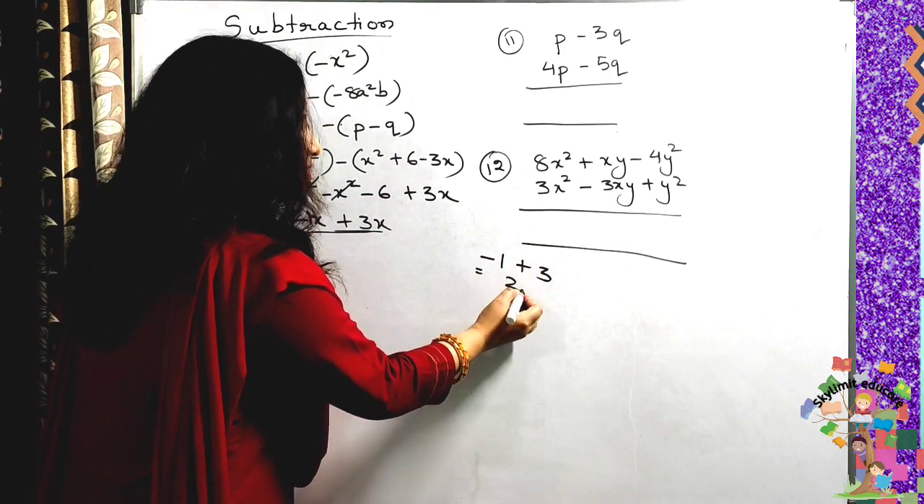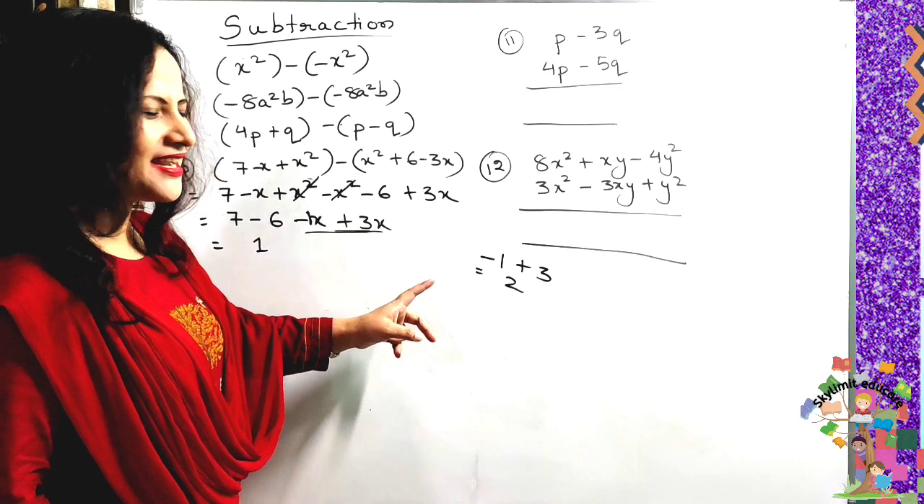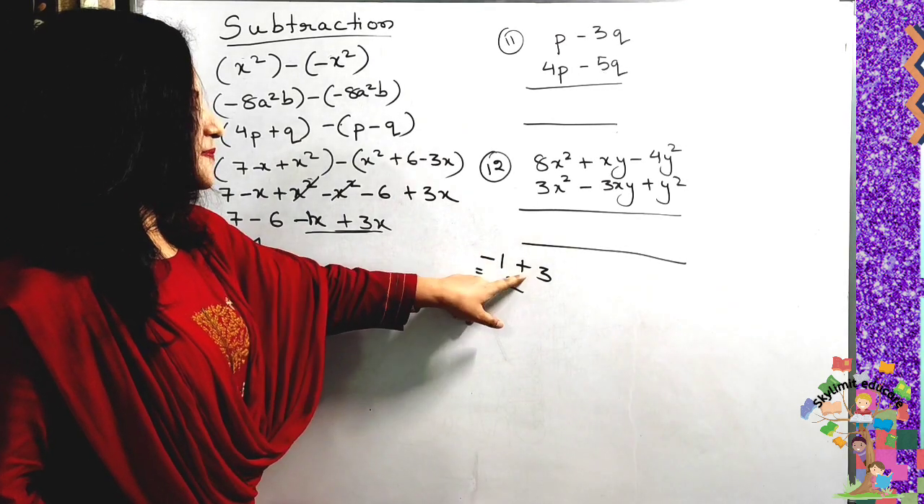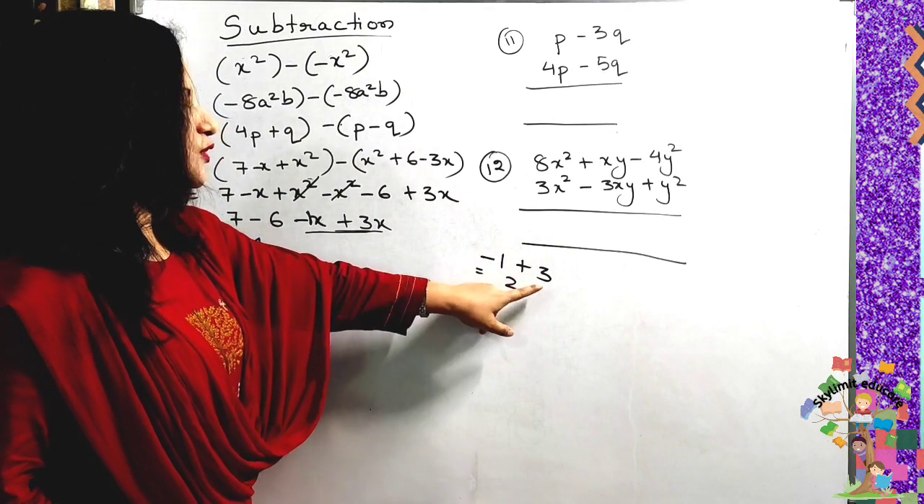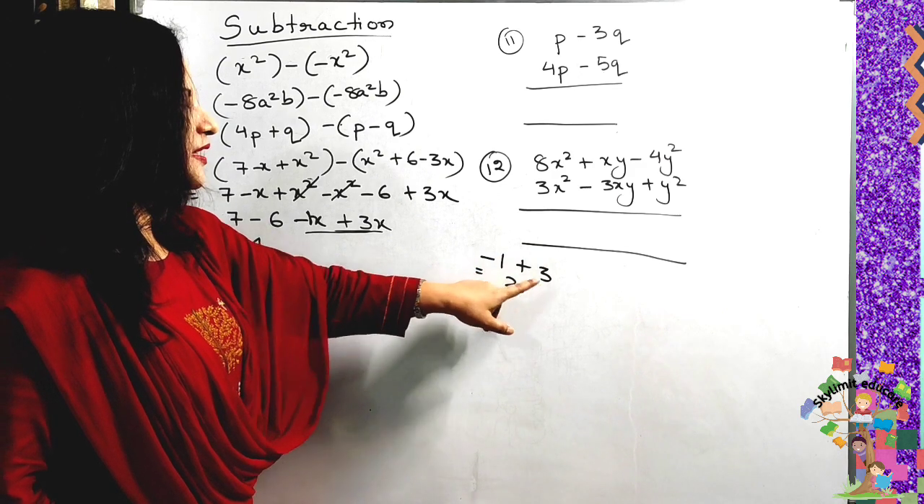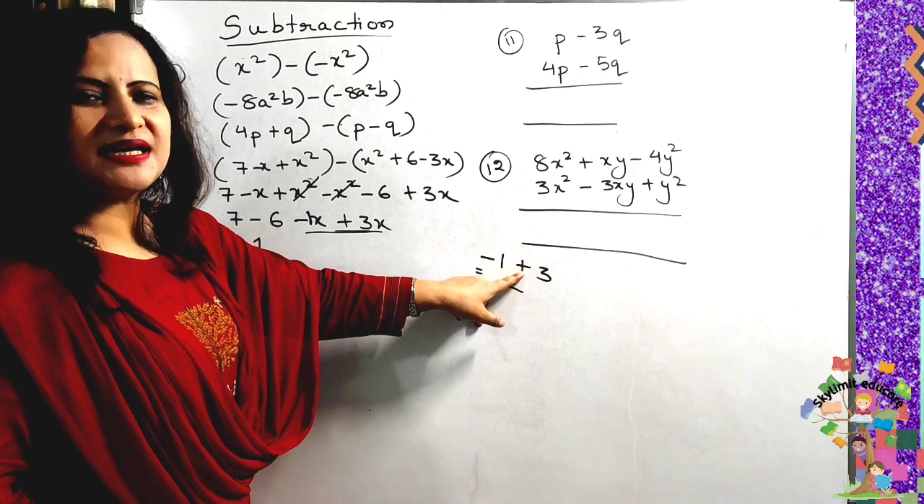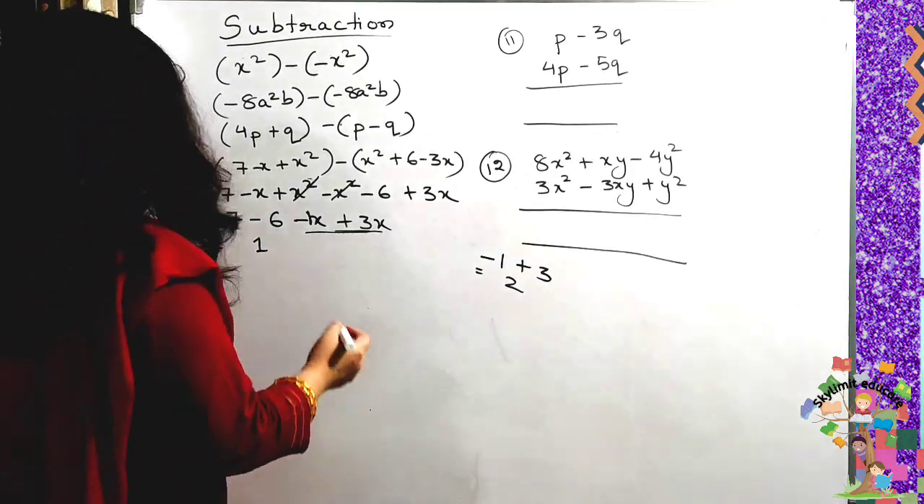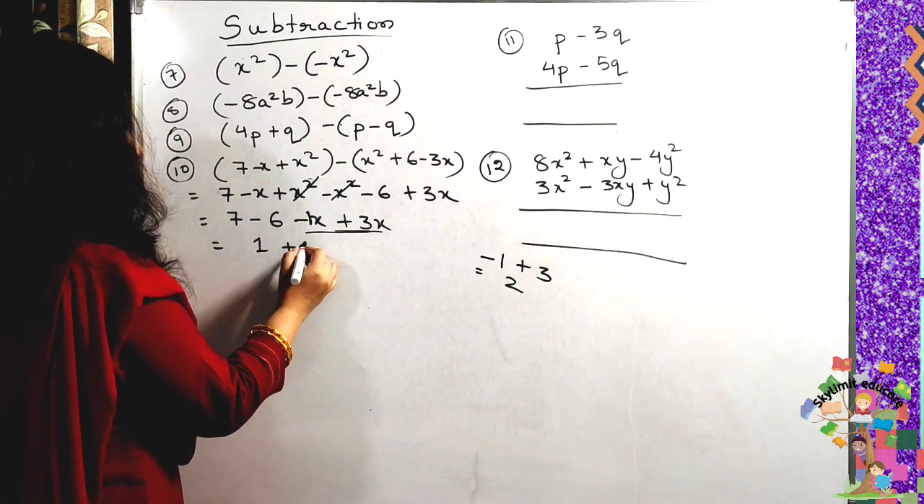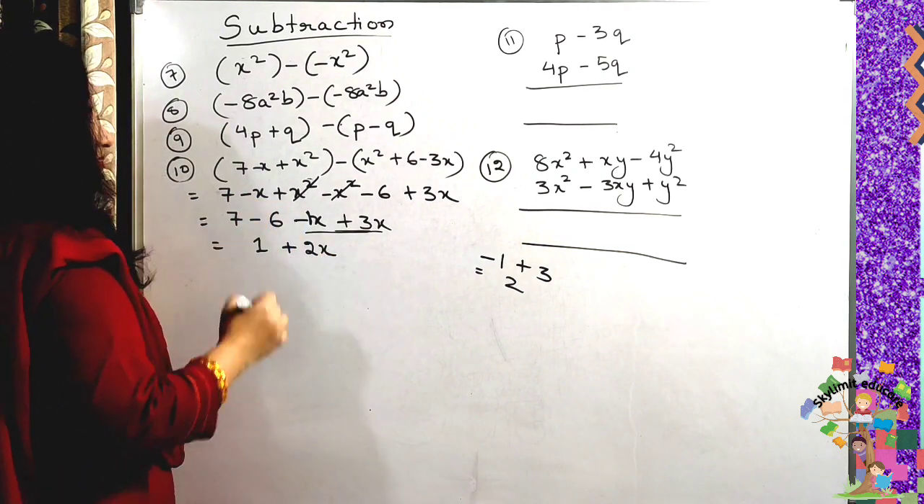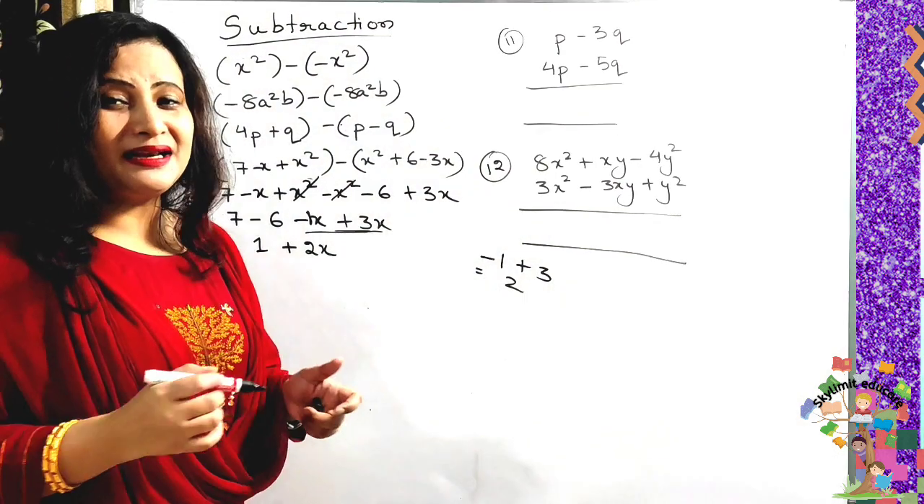So minus 1 plus 3 will give us how much? 2. Remember the integers again. One is minus, the other one is plus. Subtract. So subtraction you will do, 3 minus 1, 2. Which is greater among the two? 3 is greater. Having a plus sign, so 2 will be positive only. So we have 1 plus 2x, it is positive 2x. Okay. I hope the idea is getting clear with you all students.